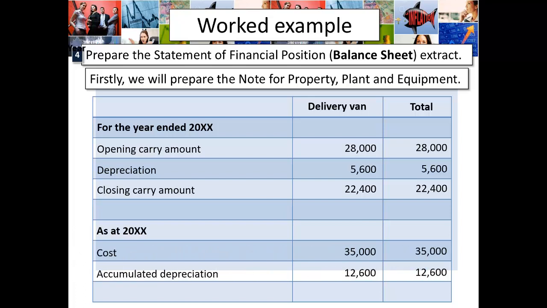Now remember, the van cost us $35,000. Our accumulated depreciation after year one plus year two is now $12,600, which will give us a carrying amount of $22,400 after that has been subtracted away from $35,000.